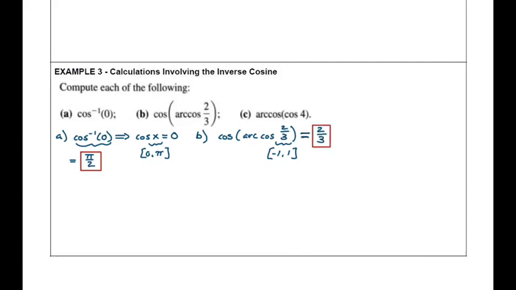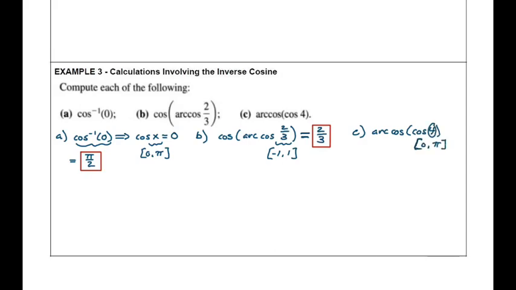So you're essentially checking to see if you can use the property that cosine and arc cosine are inverse functions of one another, which means they undo one another. But I do have to check to make sure 2/3 is in my domain for arc cosine. And then for C, I want to clarify how to approach this. So arc cosine of 4.